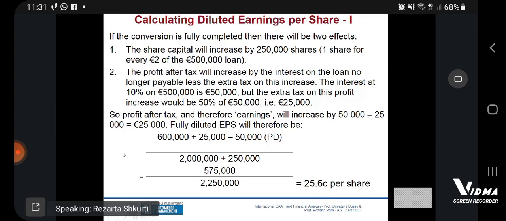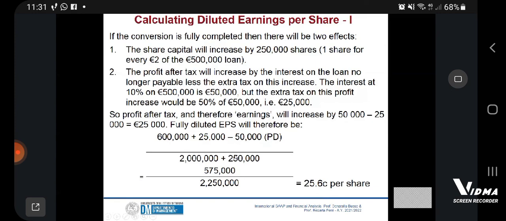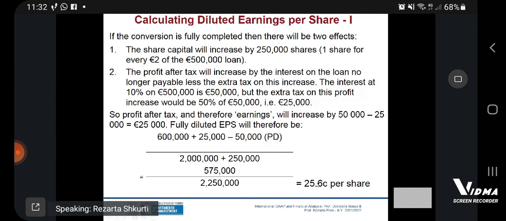Then you have to divide the amount of the adjusted earnings, adjusted taking into account the interest after taxes, by the new number of shares, which is 2 million shares plus 250,000 new shares that you are getting from converting from loan stock to new shares. So you can see that the diluted earnings per share right now is 25.6. Is that clear how this is calculated, or should we go over that again? What do you think? Can we continue? Okay.